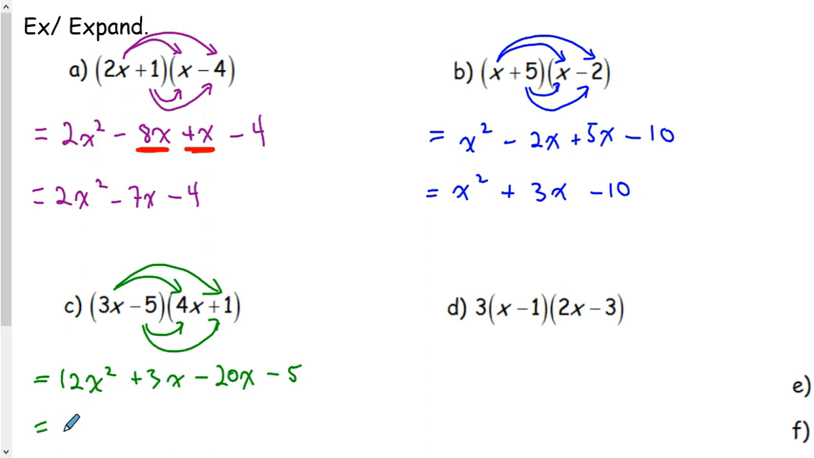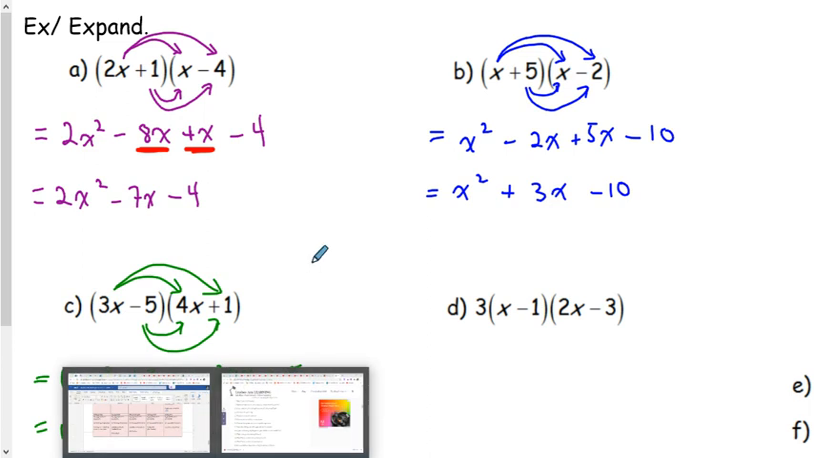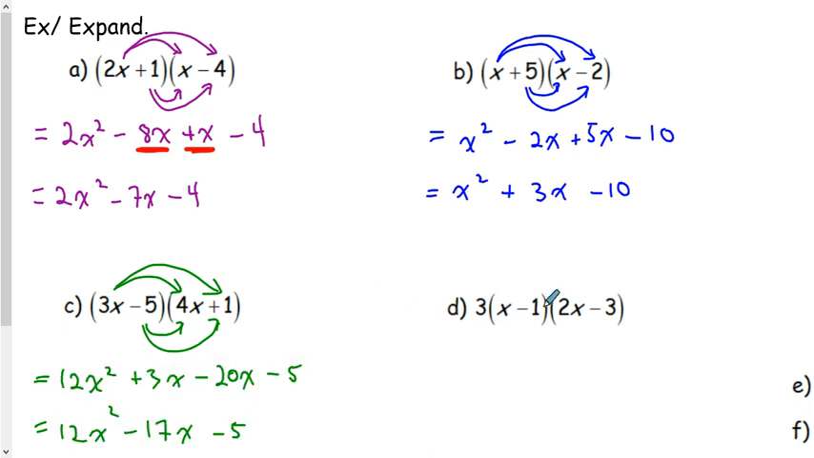Let's combine our like terms. Our 12x squared stays the same, so is our minus 5. We're combining the x terms because they are like terms. So we're going to end up with minus 17x. Okay, let's head over to D.